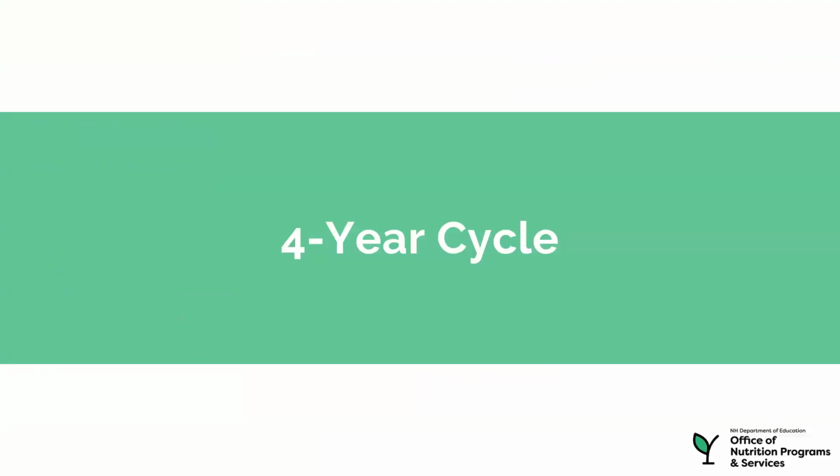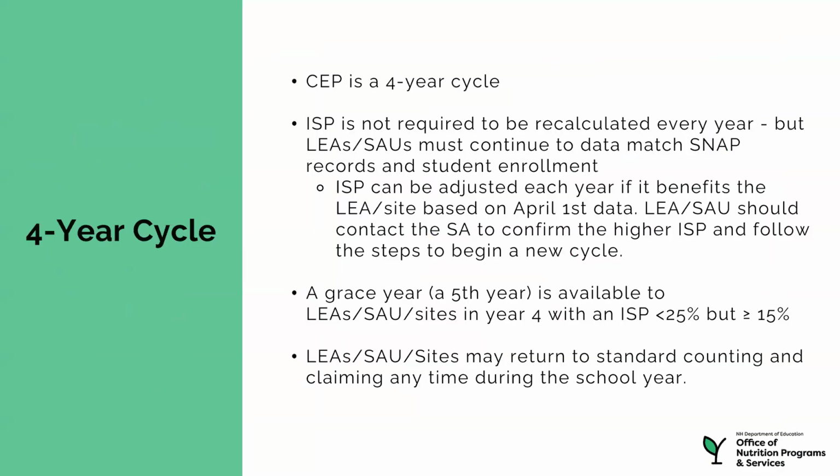So now we'll talk more about the 4-year cycle. Within the 4-year cycle, the ISP is not required to be recalculated every year, but LEAs must continue to data match SNAP records and student enrollment. ISP can be adjusted each year if it benefits the LEA or the site based on April 1st data. The LEA should contact our office to confirm the higher ISP and follow the steps to begin a new cycle.